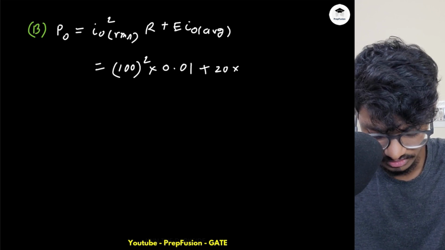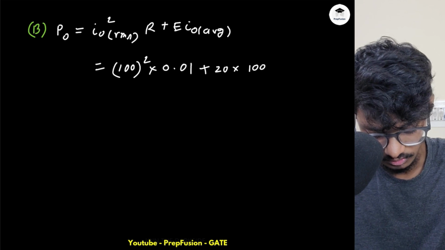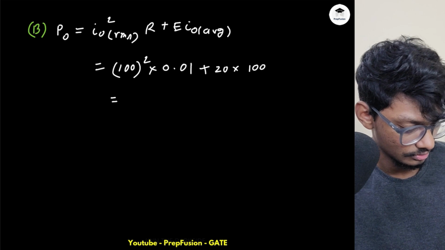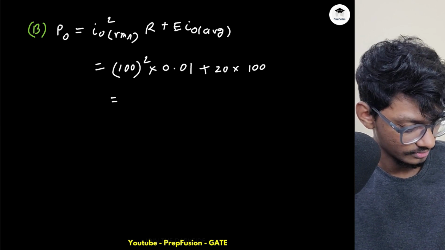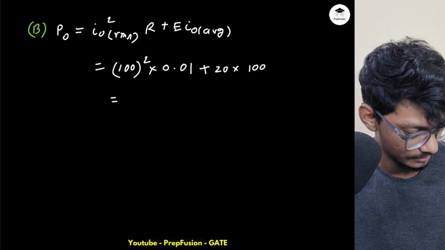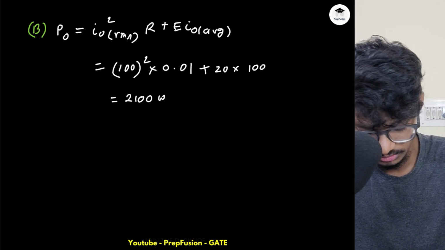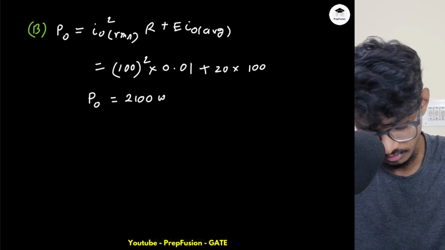Into IO average. IO average is what? IO average is 100. So what will this be? This will be 100 whole square into 0.01 plus 2000, which equals 2100 watts. This is my PO.